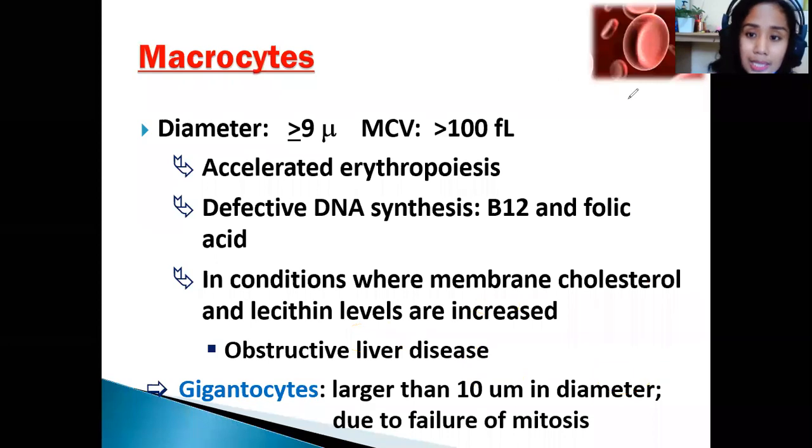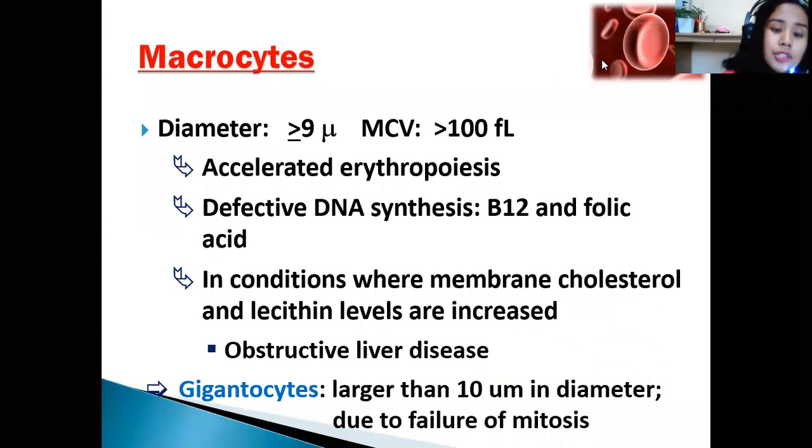Okay. So next, guys, is your macrocytes. Macrocytes are big. They are more than 9 micrometers, and the MCV exceeds 100 femtoliters. Plus, in macrocytes, meron tayong defective DNA synthesis. This usually happens when there is vitamin B12 and folic acid deficiency. Huwag kakalimutan to, please. This can result in megaloblastic anemia when there is a deficiency of either vitamin B12 or folic acid. Kaya nga ang mga pregnant women, binibigyan sila ng folic acid.